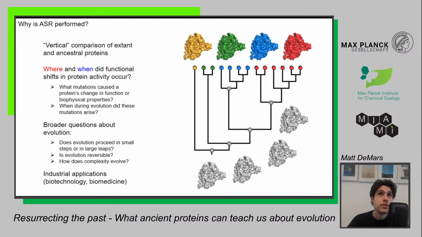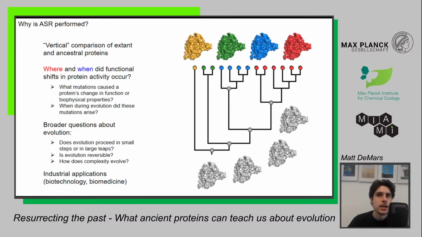Another thing that I won't talk about after this is a number of industrial applications of ASR, mostly in the biotechnology and biomedicine fields. So it turns out that ancestral proteins often exhibit high thermostability and broader substrate promiscuity if they're catalyzing an enzymatic reaction. And so these are very useful traits for an enzyme to have for biotechnological application.